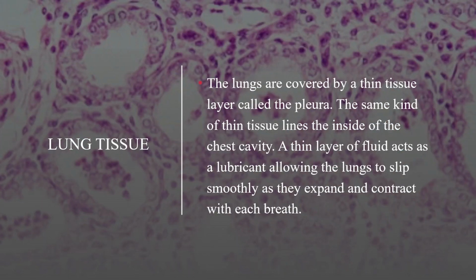And here, what's the name of the lung tissue? This is already provided in my questions: it is the pleura. The lungs are covered by a thin tissue layer called pleura. The same kind of thin tissue lines the inside of the chest cavity. A thin layer of fluid acts as a lubricant, allowing the lungs to slip smoothly as they expand and contract with each breath.